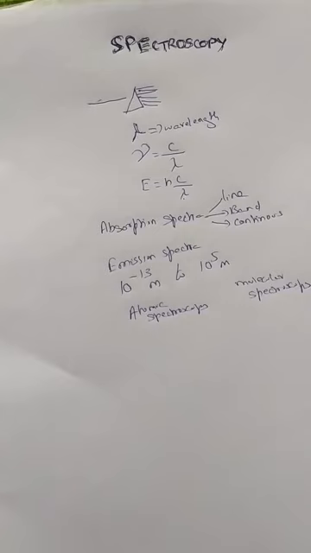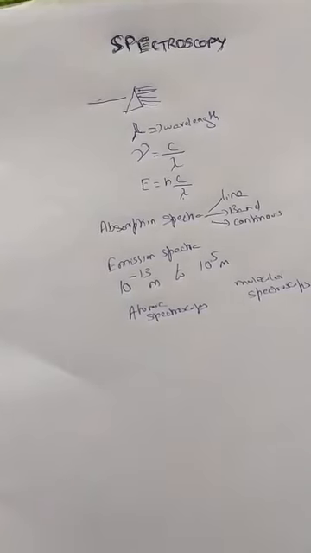And there is molecular spectroscopy, which is a little bit complicated because in molecules there can be rotation. When the molecule gets excited, the rotation or vibration may be very fast. So there is vibrational spectroscopy, and there is also electronic spectroscopy.